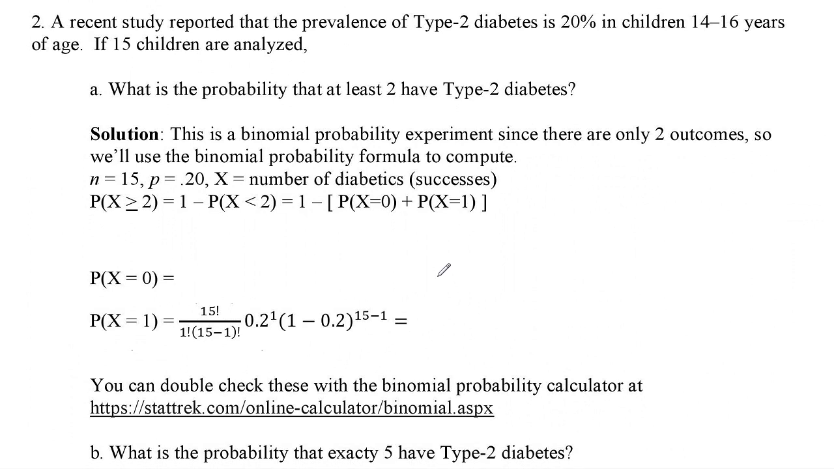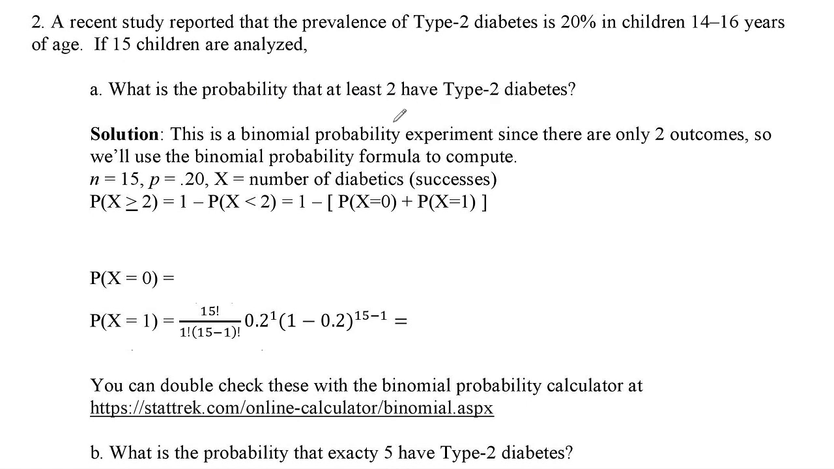In the second exam here, we are looking at the prevalence of type 2 diabetes. It's given us 20% in children 14 to 16 years of age. We took and analyzed 15 children. And then we asked, what's the probability that at least 2 have type 2 diabetes?